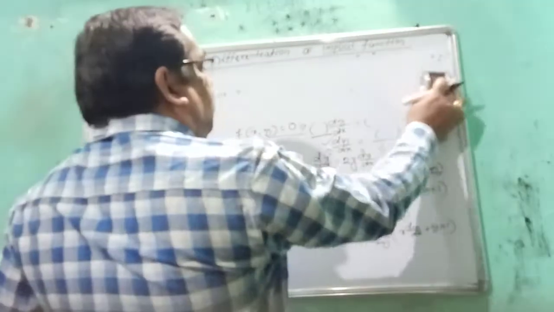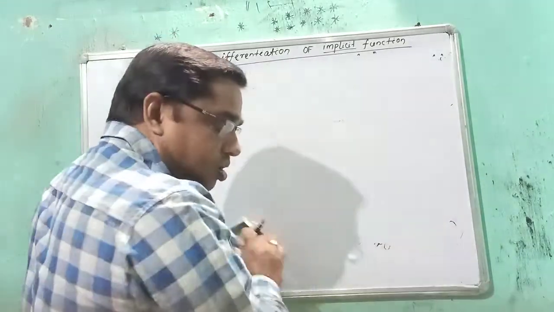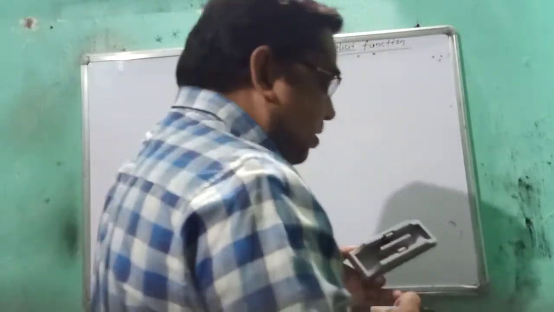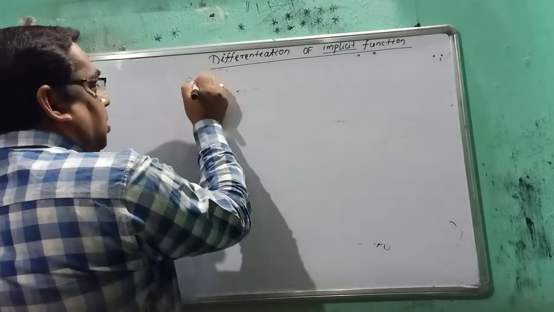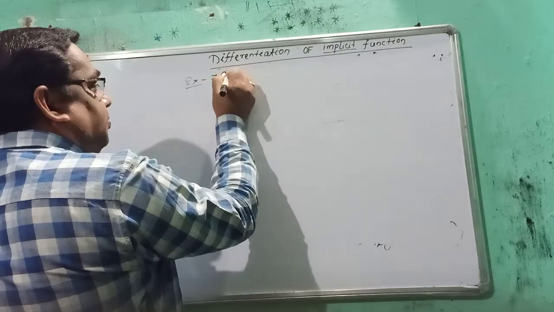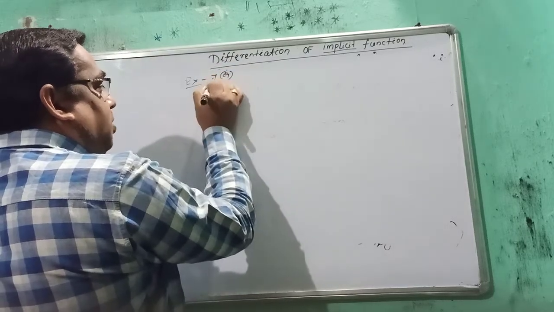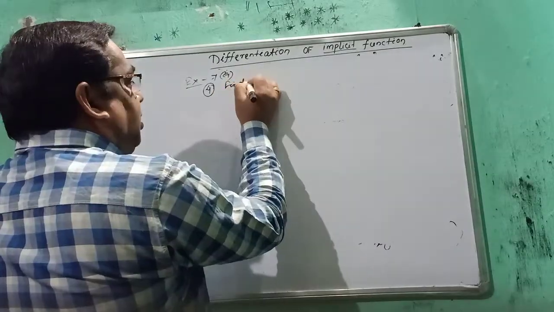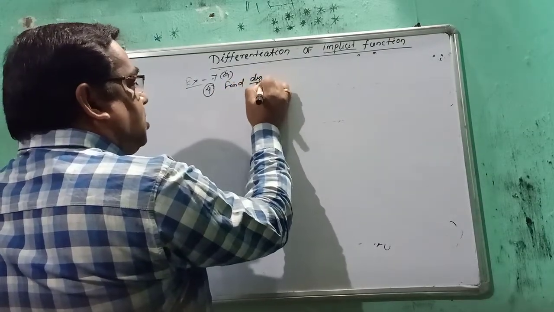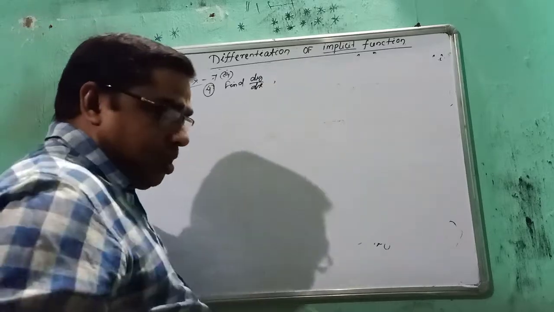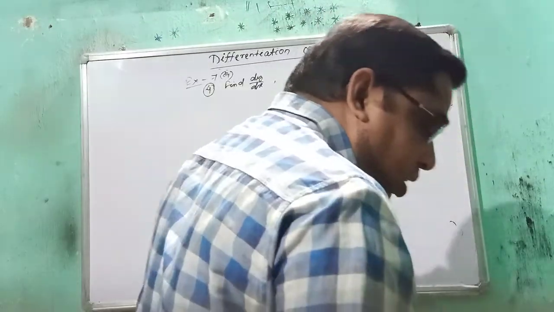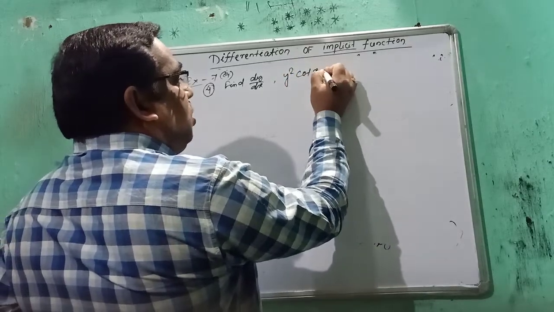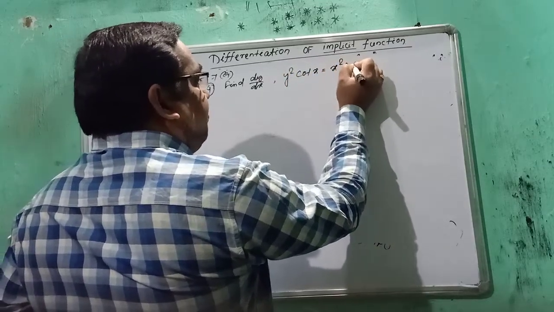Now we have to solve question number 4 of exercise 7G. The question is: find dy by dx if y square cot x is equal to x square cot y.